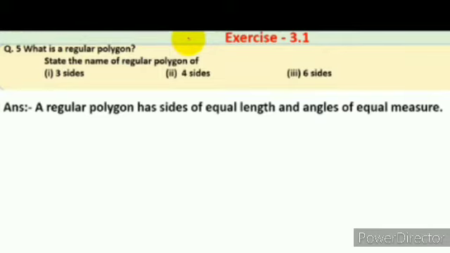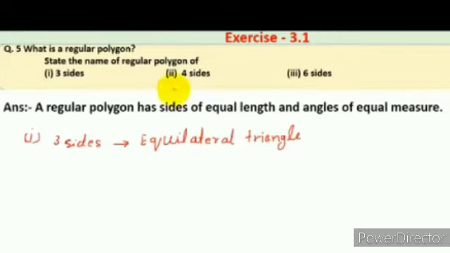Right. Now we should name the regular polygon having 3 sides. Which is that? A triangle only has 3 sides, so in that all sides are equal. Which triangle is it? Good. Equilateral triangle.